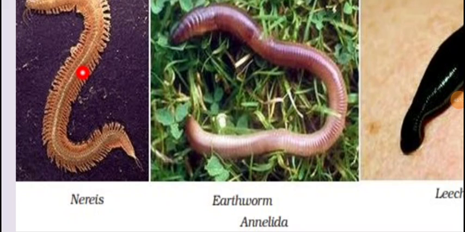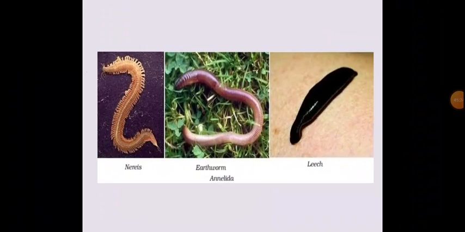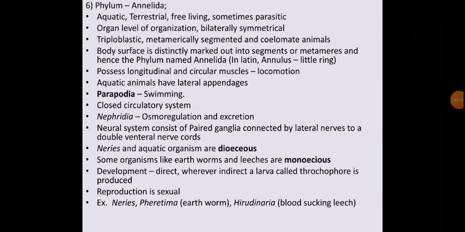Nereis are dioecious, sexes are separate. Earthworm and leech are monoecious. That means sexes are not separate. Both the sexes are present in the same body. Okay. Then development is direct. Wherever it is indirect, a larva called trochophore is produced.